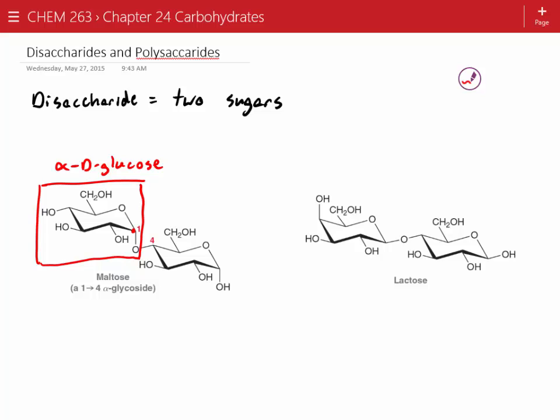Does the group coming off of the anomeric carbon distinguish what the name is going to be, or no? That determines alpha versus beta. I understand the position of it, but the actual molecule itself.